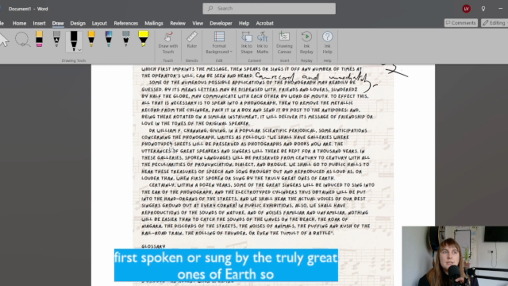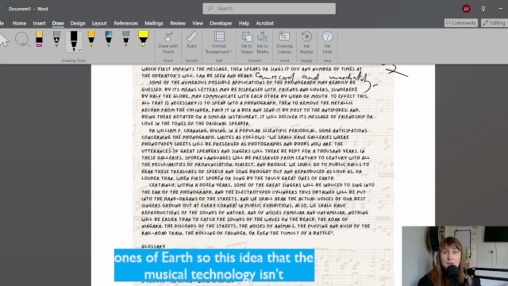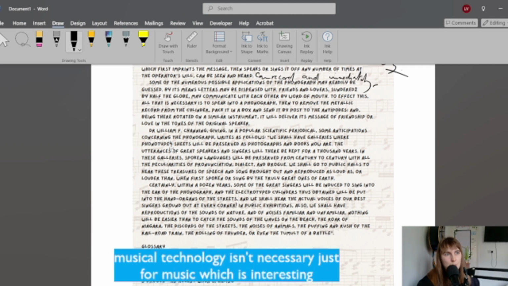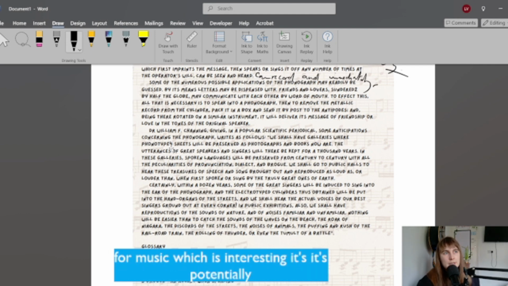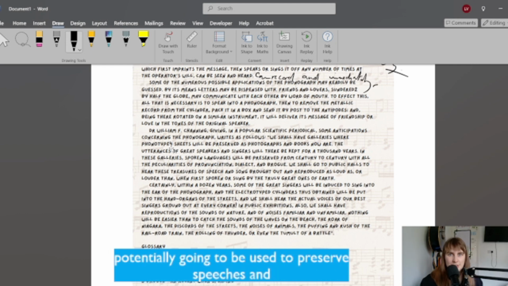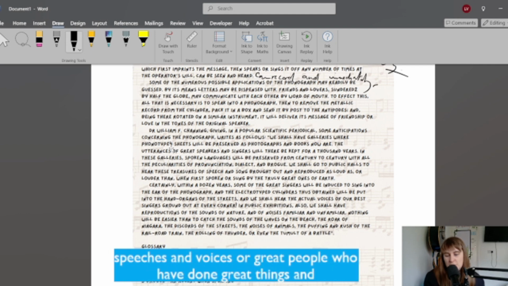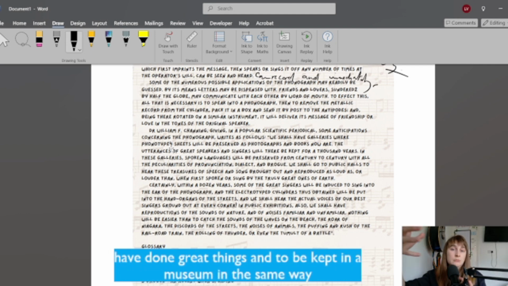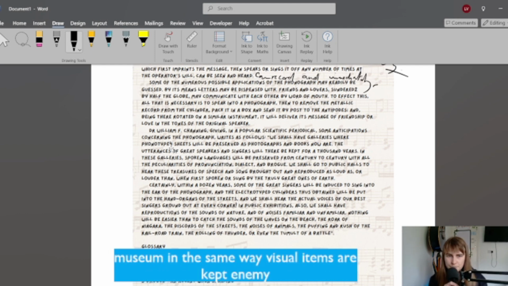So this idea that the musical technology isn't necessarily just for music, which is interesting. It's potentially going to be used to preserve speeches and voices of great people who have done great things, and to be kept in a museum in the same way visual items are kept in a museum.